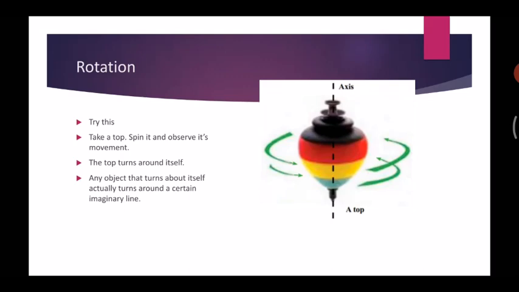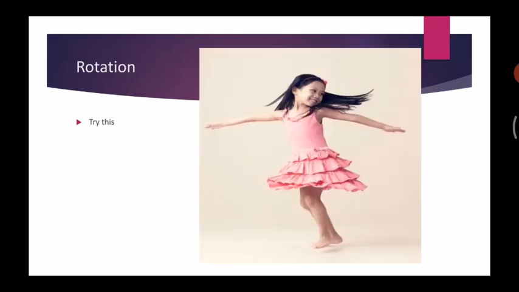Now, what do you mean by an imaginary line? It means that when an object turns around itself, you feel as if it is turning around a particular line, or a line which is there and it is turning around itself. Okay, so there is no line over there, you feel as if there is a line around which the top is moving or any object is moving. We'll move to the next slide.